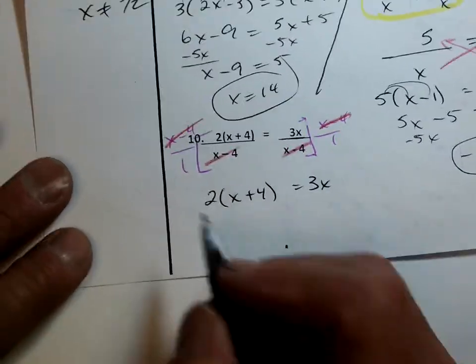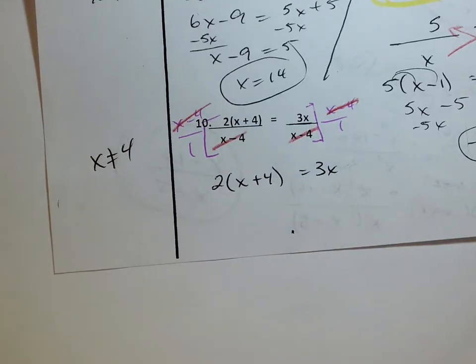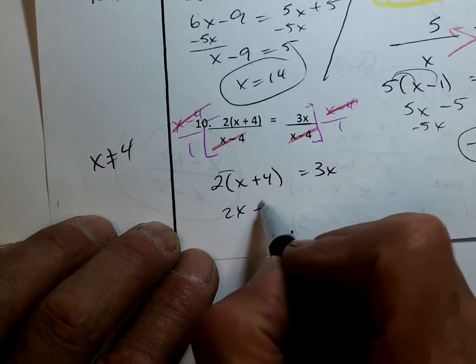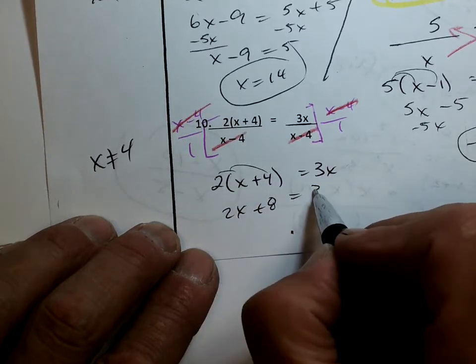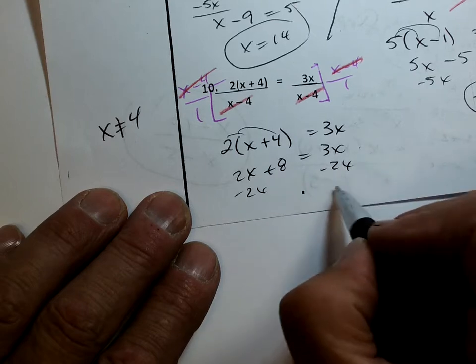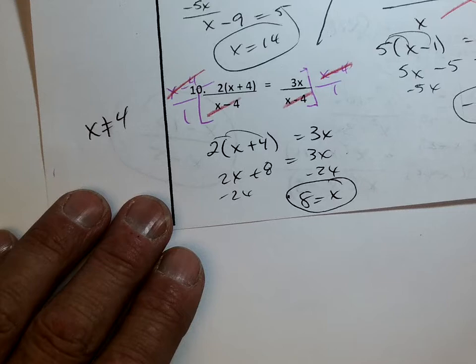Okay. Now real quick, real disclaimer, x cannot equal 4, right? Okay. I don't think I'm going to get a 4 answer, but anyway. 2x plus 8 equals 3x. Minus 2x, minus 2x. x is equal to 8, so I'm okay. All right, that's all I have.